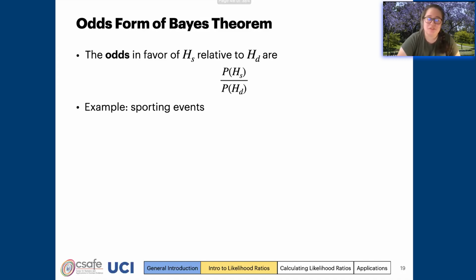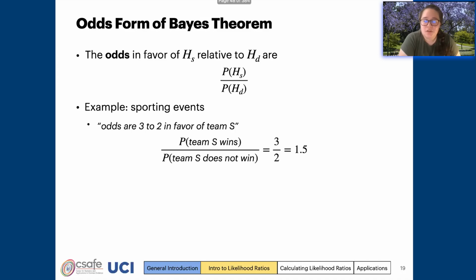So for example, think about a sporting event where you hear something like the odds are 3-2 in favor of team S. All this means is that the probability that team S wins divided by the probability that team S does not win is equal to 3/2 or 1.5. So a similar concept will apply when we talk about the odds of these source propositions.